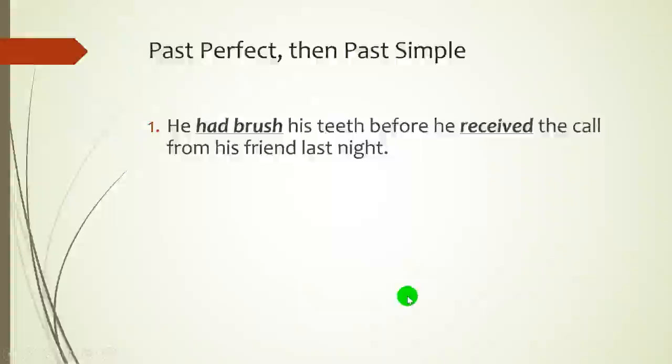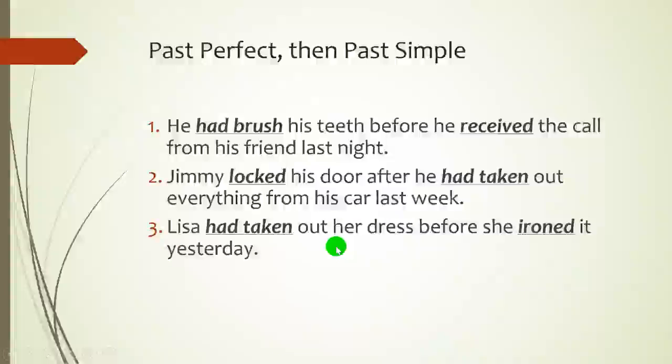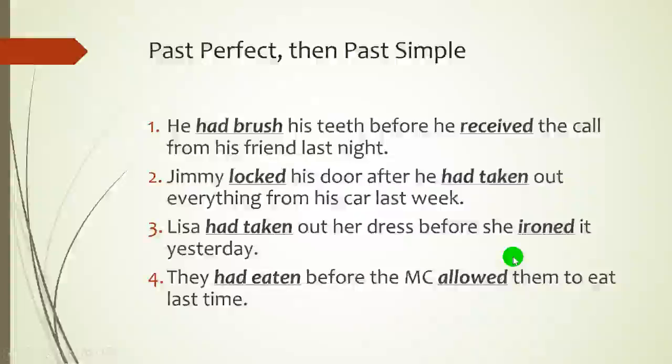He had brushed his teeth before he received the call from his friend last night. Because this one is the first activity, we use past perfect. Then this one we use past simple. Jimmy locked his door after he had taken out everything from his car last week. Locked is the second one and had taken out is the first one. Lisa had taken out her dress before she ironed it yesterday, so had taken is the first and ironed it is second. They had eaten before the MC allowed them to eat last time, so had eaten is the first one and then allowed is the second activity.